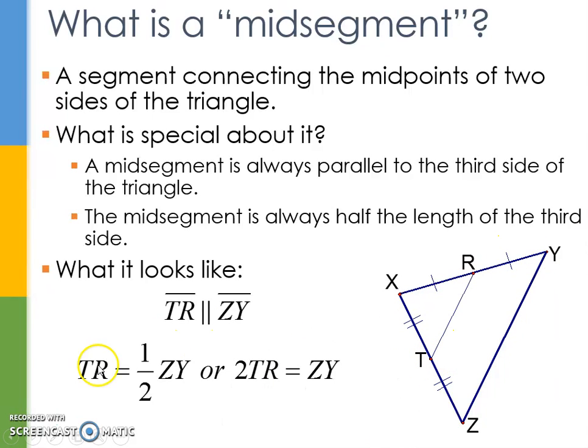So these two statements mean ZY is double TR, or TR is half of ZY. These two statements are always true, and that's what's special about it. So this is called a midsegment. Use the midpoint of each side, and that's a midsegment, always parallel to the third side, and always half of it. That's the definition.